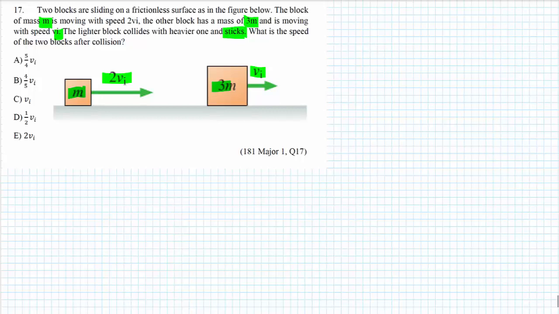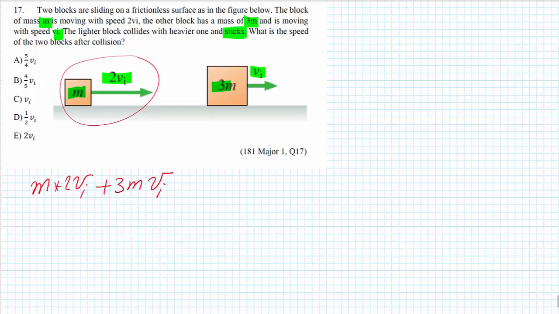Let's write the equation. The first momentum will be the momentum of this one. It's m times 2 vi plus the second momentum, which is 3 times m times the velocity, which is vi, and take care, the two velocities here are positive because they are to the right, equals the total momentum after collision. They will stick together, so they will have a mass m plus 3m, which is 4m, times their final velocity. I will call it vf. So this one is 4 times m.